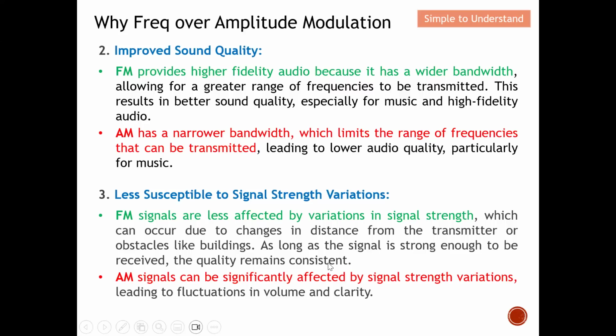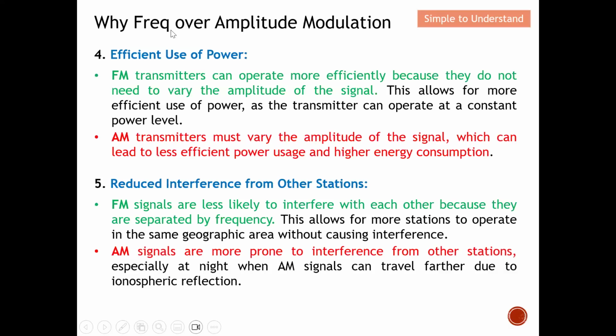And therefore, because of this, you actually get a lot of so-called ups and downs in terms of volume and also in terms of clarity. Next, item number four, which is the efficient use of power.